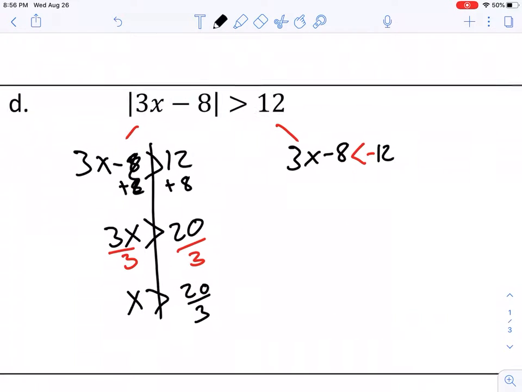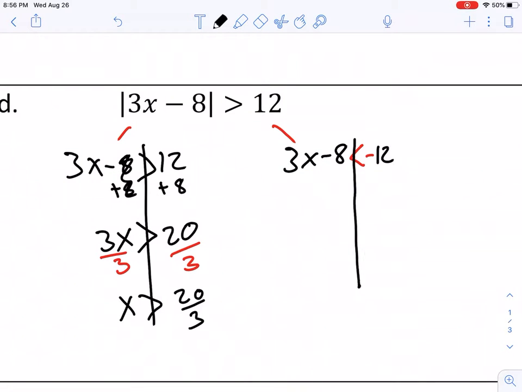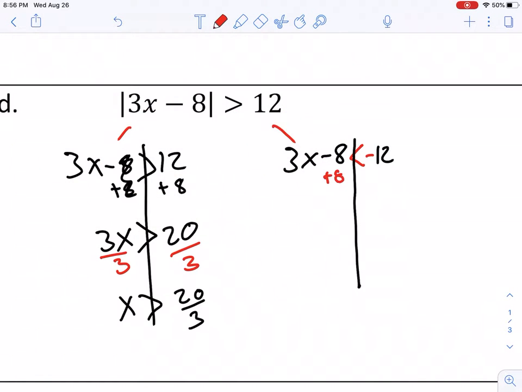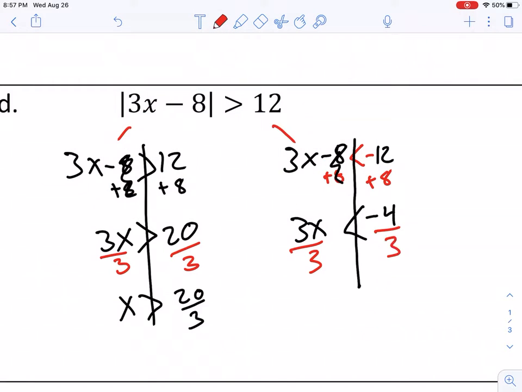What you will notice is in a lot of these, you may end up with fractions for one or both of your solutions. So here in my second one, I am adding 8 to both sides. These cancel. A -12 and a +8, we subtract to get -4. Keep the sign of the larger number, it ends up being negative. 3x. And then we divide 3 to both sides to find x is less than -4 over 3.